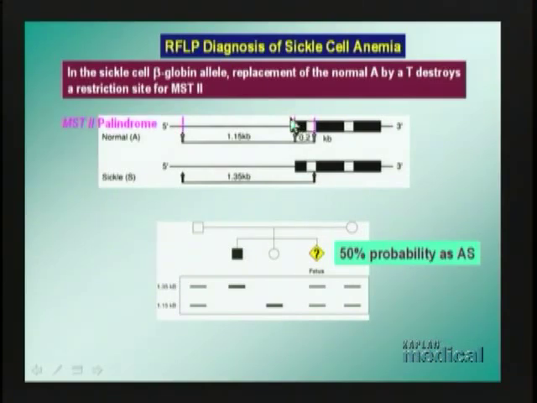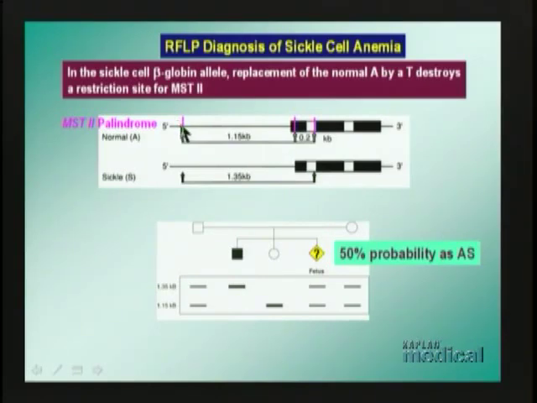And that's going to be illustrated here with the magenta. This line here is a palindrome for MST2. Here's another palindrome, and here's another palindrome. Notice how 2 of these palindromes are within the beta globin gene, and this palindrome shown here on the left is far removed from the beta globin gene.